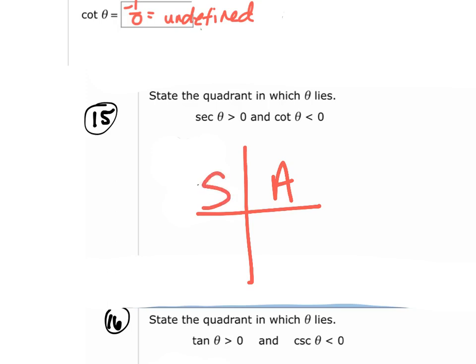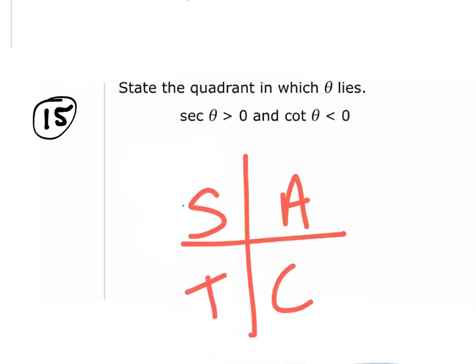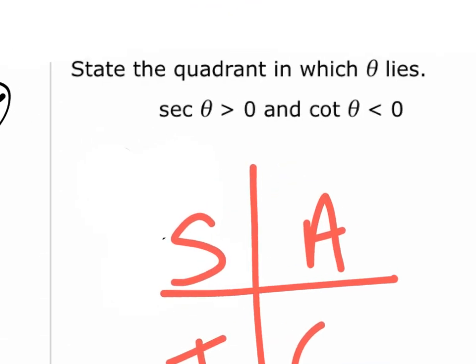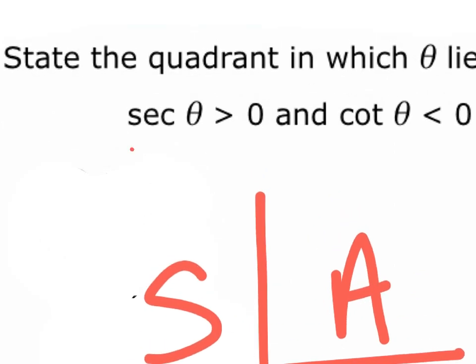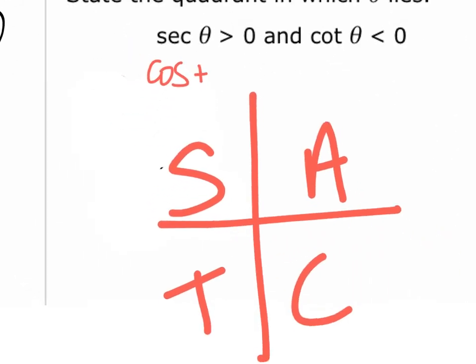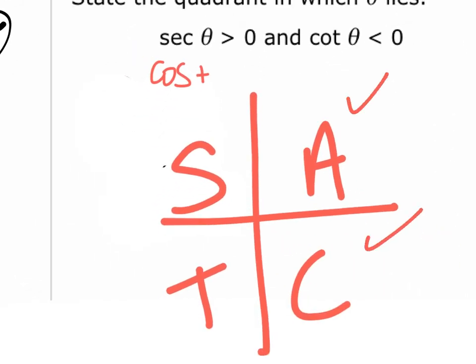Where does the angle lie? Okay, secant is greater than 0. Secant goes with what? Secant goes with cosine. Cosine's positive. Do you guys agree with me? In A and C, correct? Yes. Cross off these two.